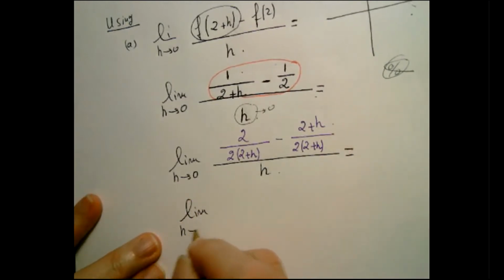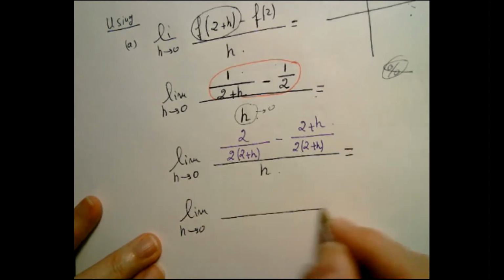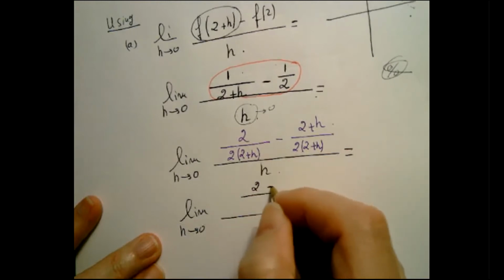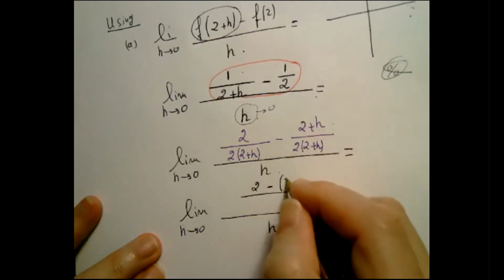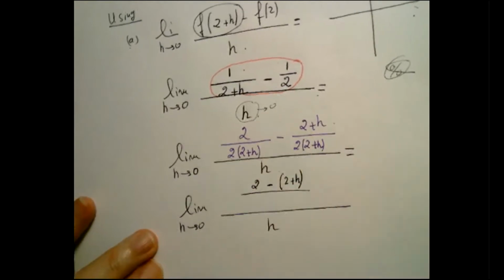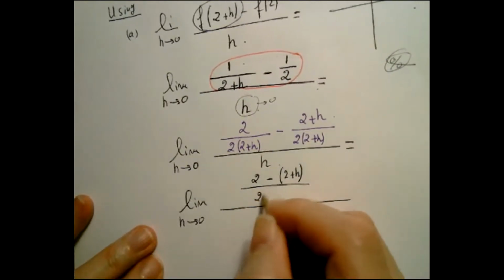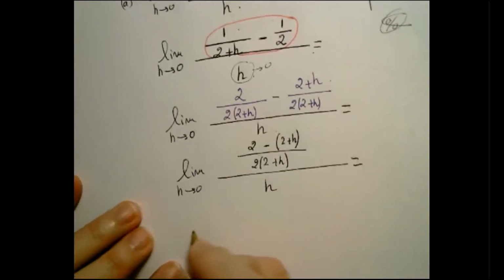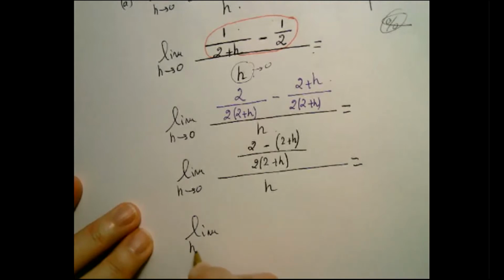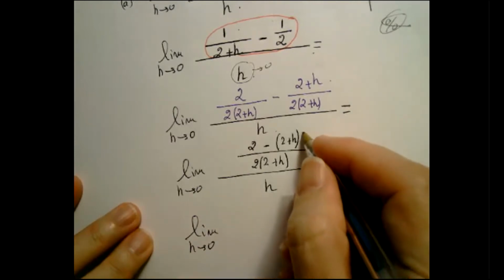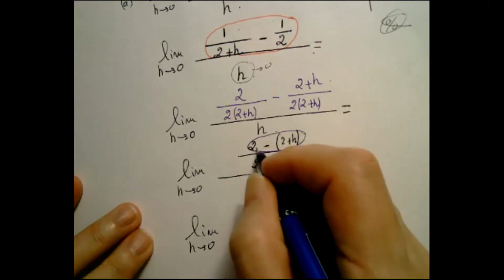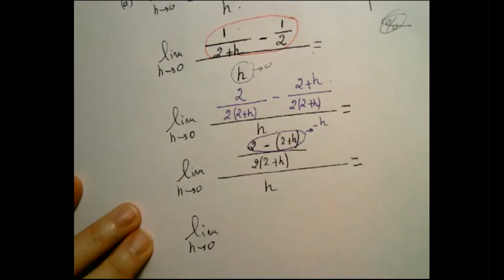As you realize, you're back to the limit. And this will become in the numerator, I combine them, a 2 minus the quantity 2 plus h. We have to be very careful with our parentheses. Divided by 2 times the 2 plus h. So finally, this will give me the limit as h goes to 0. Now this piece here, if we collect stuff, will be exactly minus h.